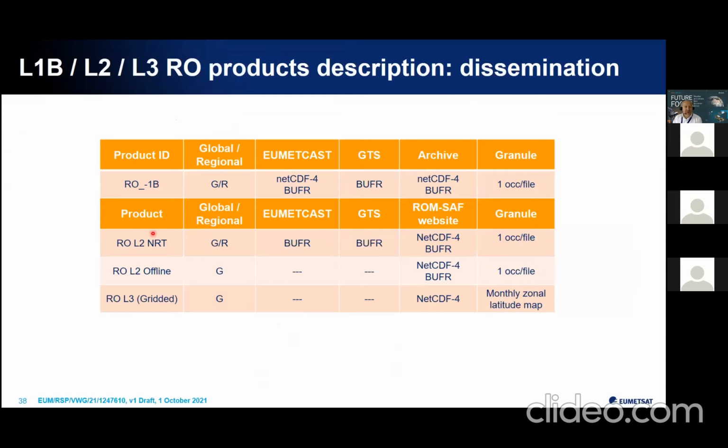Just a final overview on where you can find each product that we are going to generate and in which format it is provided to the user. So for the level 1B product at EUMETSAT and for all the ROM SAF products.